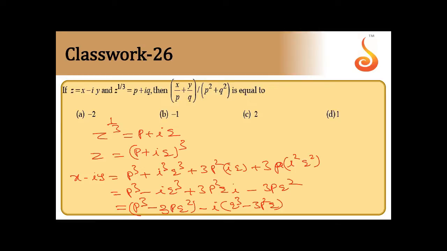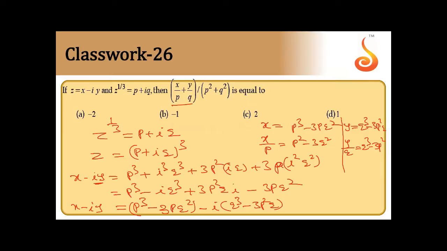The value of x will be p cube minus 3p q square. So x by p equals p square minus 3q square. In the same manner, we can equate the imaginary part. We can equate minus y equal to q cube minus 3p square q. So y by q equals q square minus 3p square.